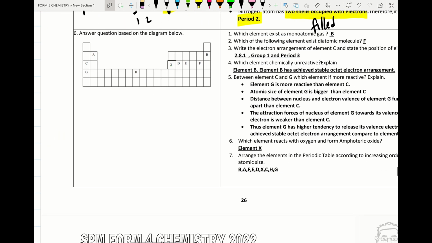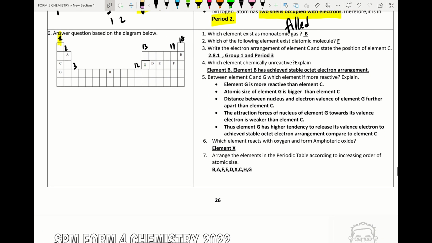Alright, so try to check this question. The periodic table with elements that do not represent the actual symbols is given. So please remember, this is group 1 element. This is group 1, this is group 2, group 3 until 12, this is 13, 17 and 18. So we check the first question: which element exists as monoatomic gas? That will be element B. Which element exists as diatomic molecule? That will be element F.